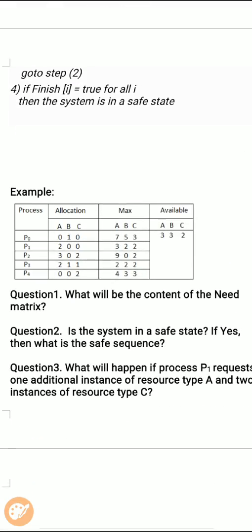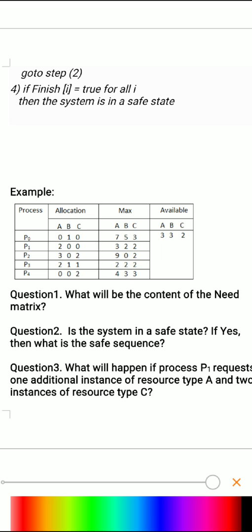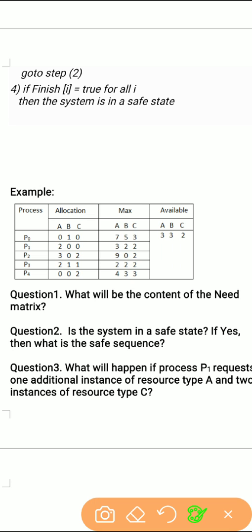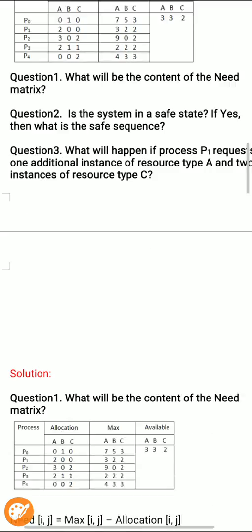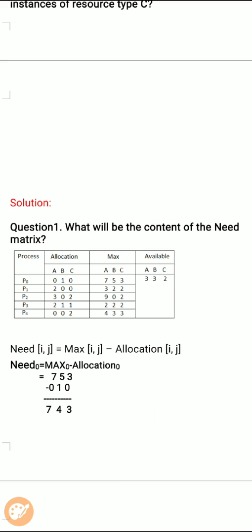Suppose the question is we have 5 processes. What we are going to do, first question, what will be the need matrix, and second, whether the system is in the safe state, and if yes, what will be the safe sequence. So today we are going to discuss only 2 questions. Remaining questions will be done in the next video. Okay, the need matrix we had already discussed.